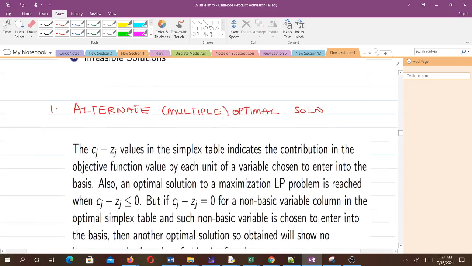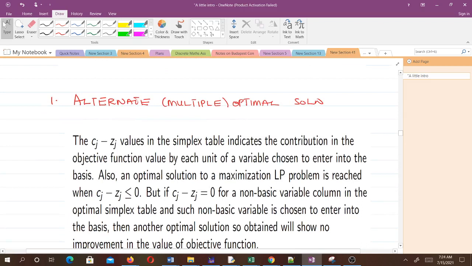Okay, so when you are performing your iteration, the cj minus zj values in a simplex table indicate the contribution in the objective function value by each unit of a variable choosing to enter into the basis. So we can talk about the shadow prices when you're talking about duality. Okay. So also an optimal solution to a maximization LP problem is reached when this condition holds.